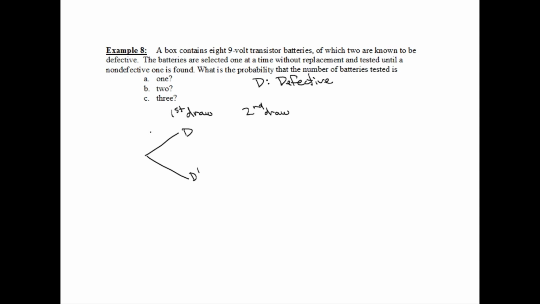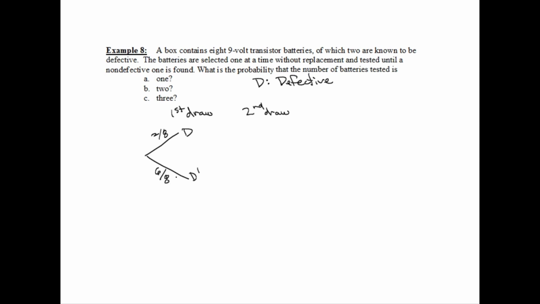Okay, if we get a defective battery, what's the probability that that happens? Well, our box has 8 batteries, 2 are defective. So 2 out of 8 are defective, therefore 6 out of 8 are good.